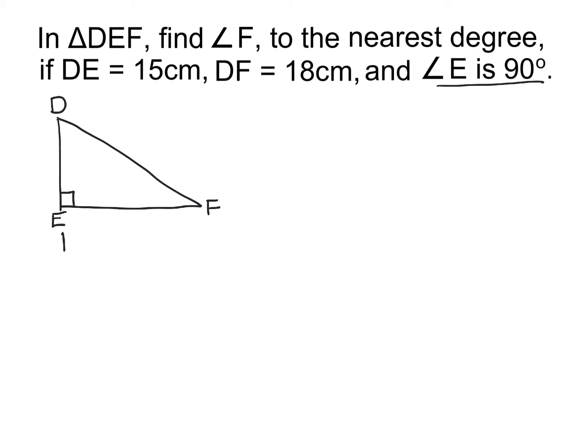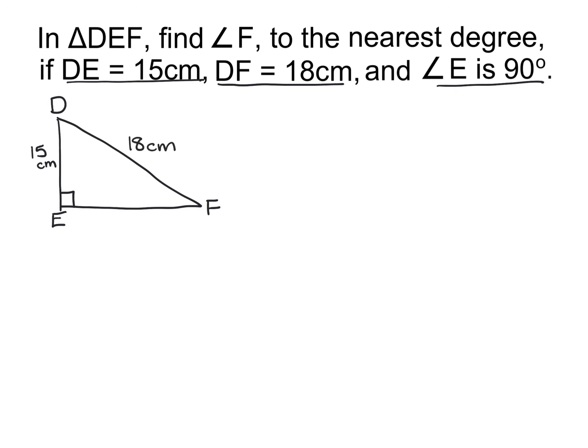Now, notice it said angle E has to be 90 degrees, which makes sense. Our angle E is 90 degrees. So now let's label the sides. So side DE is 15 centimeters, so from D to E, that's 15 centimeters. And side DF, so from D to F, that side is going to be 18 centimeters.